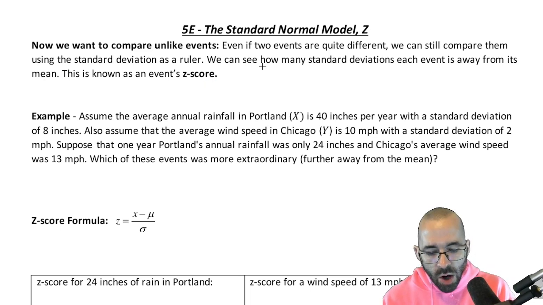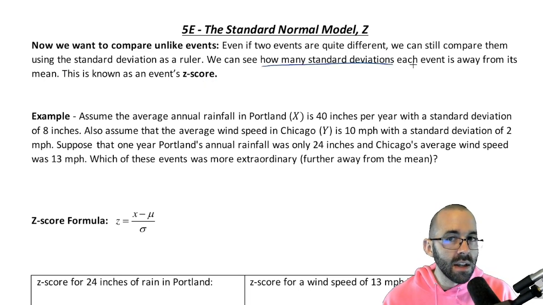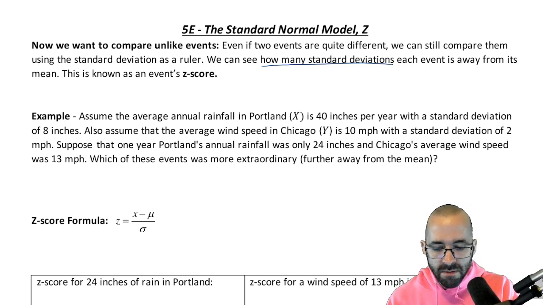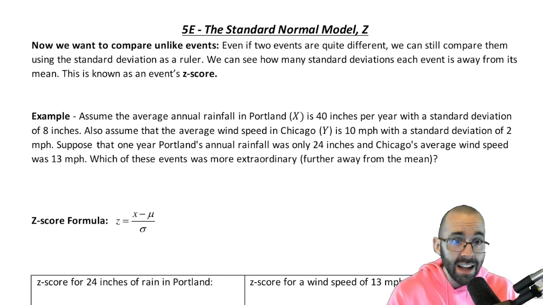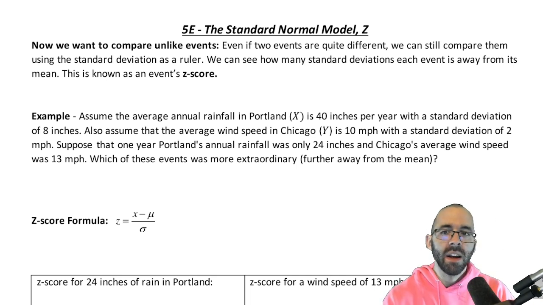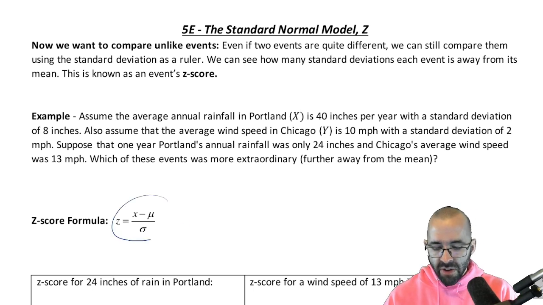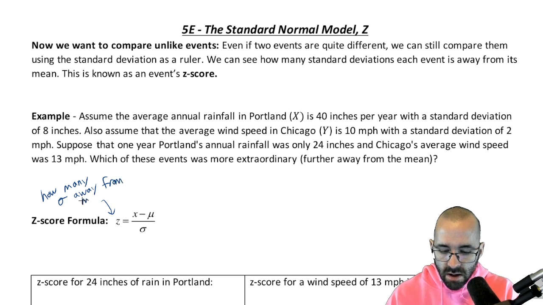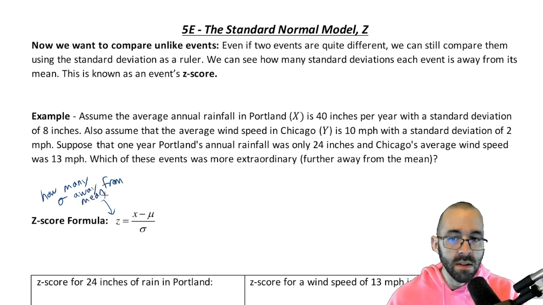A z-score is just how many standard deviations it is from the mean. So if something's 3 standard deviations away from the mean, we know it's really unlikely. If something's only half a standard deviation below the mean, it's still close to the mean, so it's going to be pretty common. That's what we're doing here. We'll find the z-score, which again is how many standard deviations away from the mean. Standard deviation is sigma. That's how we find it with this formula.